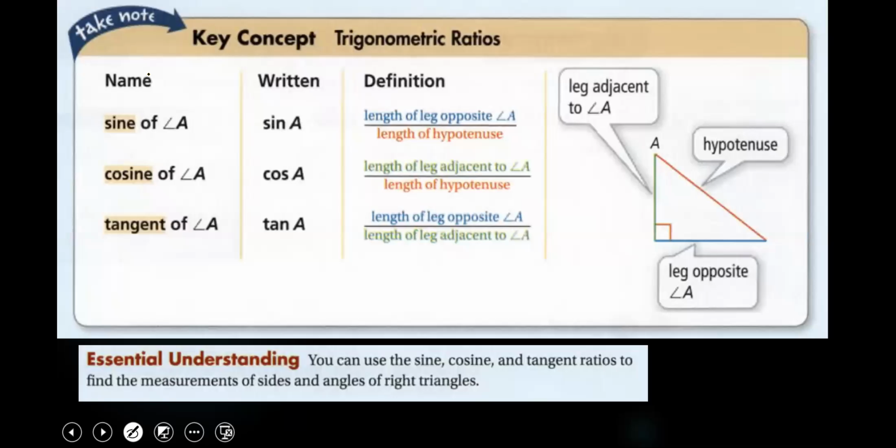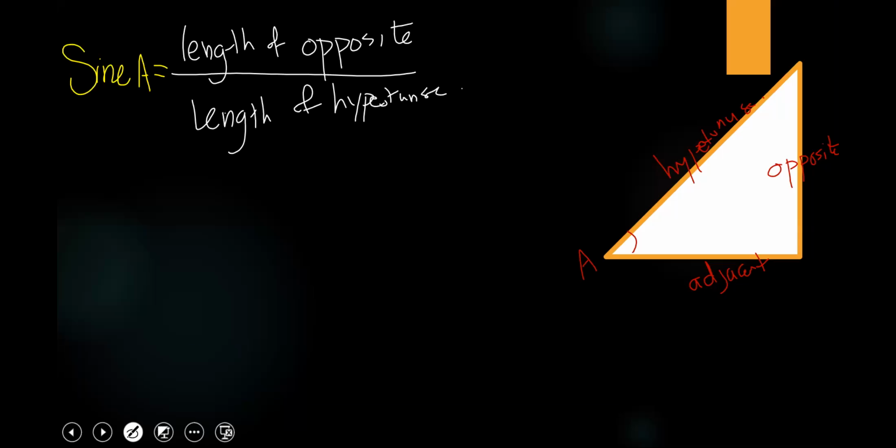So sine of angle A means the length of the leg that is opposite to angle A over the length of the hypotenuse. We write it as sin, S-I-N. This is the meaning of sine: the ratio of the length of the side that is opposite to angle A over the length of the hypotenuse.